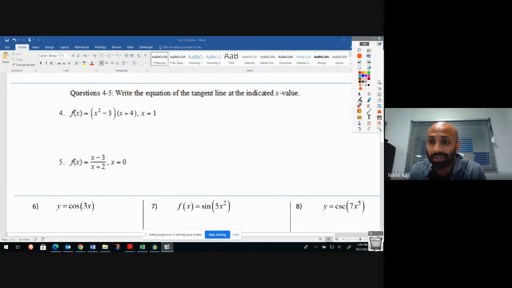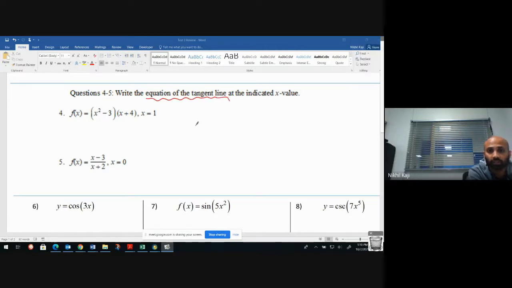Write the equation of the tangent line. So as soon as you see equation of the tangent line, that's our point slope. All right, so we need our y, our x, and our m. They give us our x, so to get our y, we just plug it back into the original. So that'll be negative 2 times 5, which is negative 10. Now all we're missing is my m, which means my slope, and I get that from the derivative.